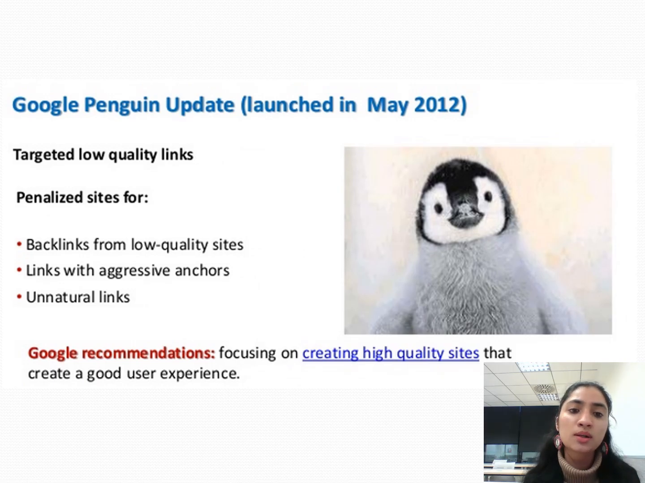Okay, the second one, the Google Penguin update, targeted low quality links. In this audit, Google penalized backlinks from low quality sites, when people have published their stuff on low quality sites. Links with aggressive anchors, unnatural links they have created. So always focus on who you are collaborating your data with. You should collaborate with good sites. It should not be scam sites, for good user experience.